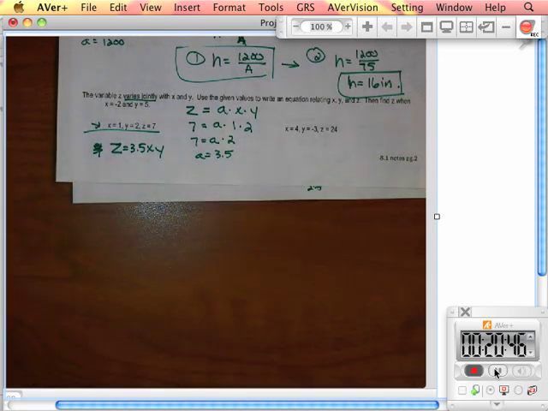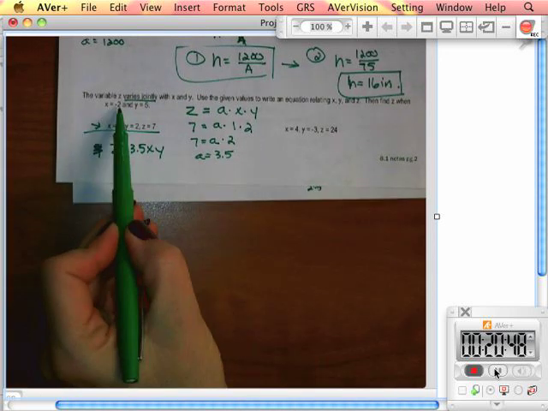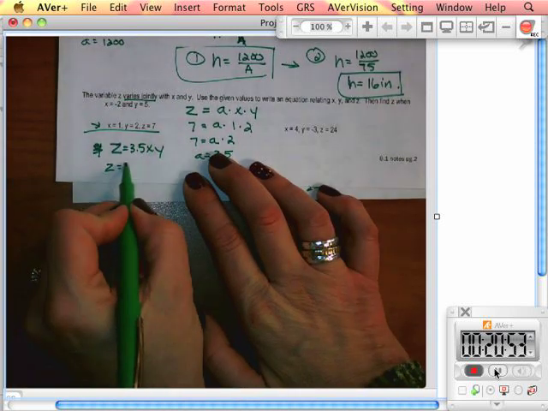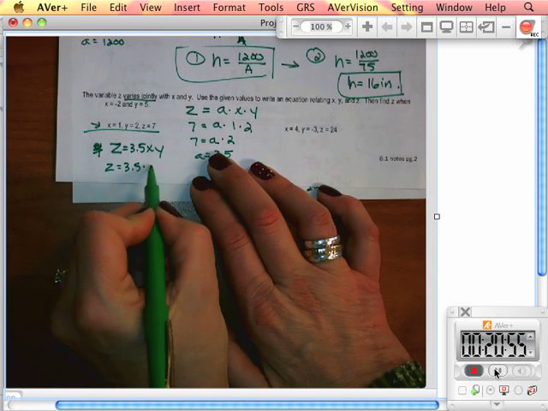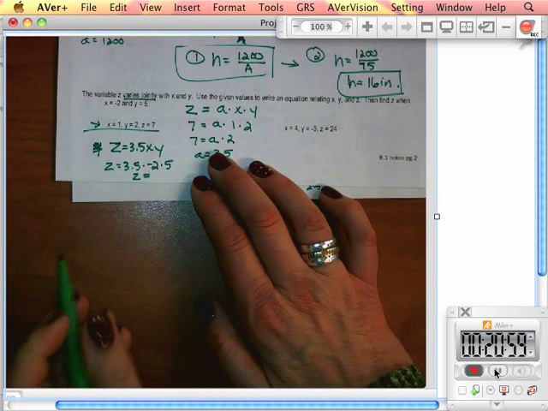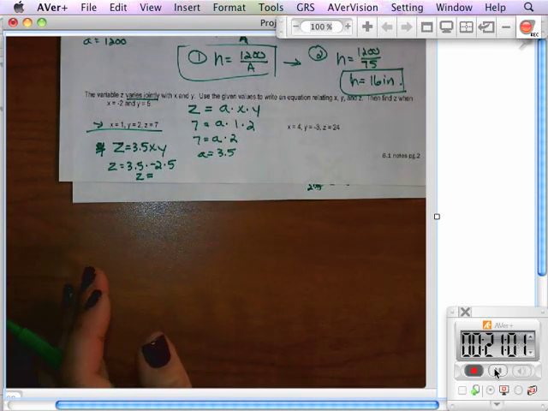Now I need to find out what z would be when x would be -2 and y would be 5. So z equals 3.5 times -2 times 5. Z would equal, is it -35?